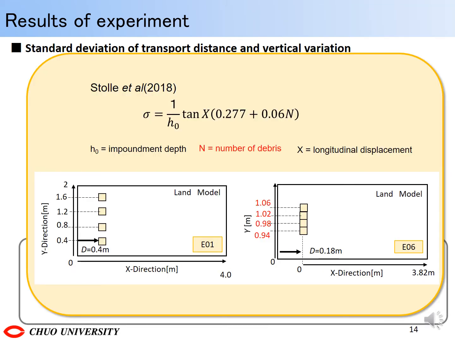This is an evaluation formula for the spread of drifting objects proposed by Stahl et al. The variables are the depth of inundation, the number of drifting objects, and the distance traveled in the downward direction. To examine the effect of the number of drifting objects, the spread of experimental cases E01 and E06 was evaluated by this formula.